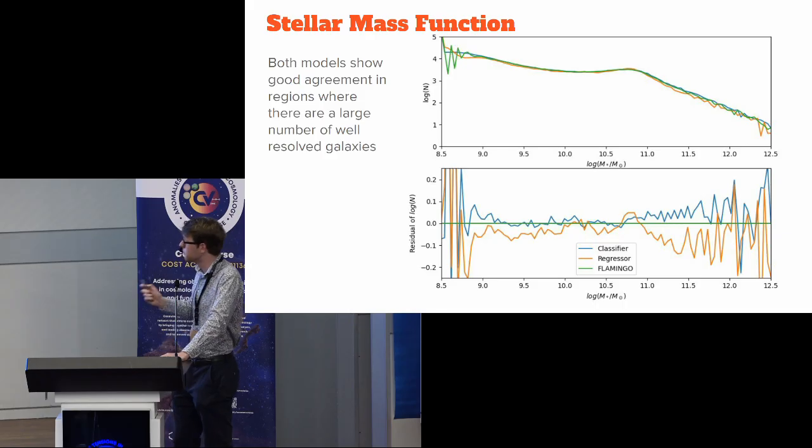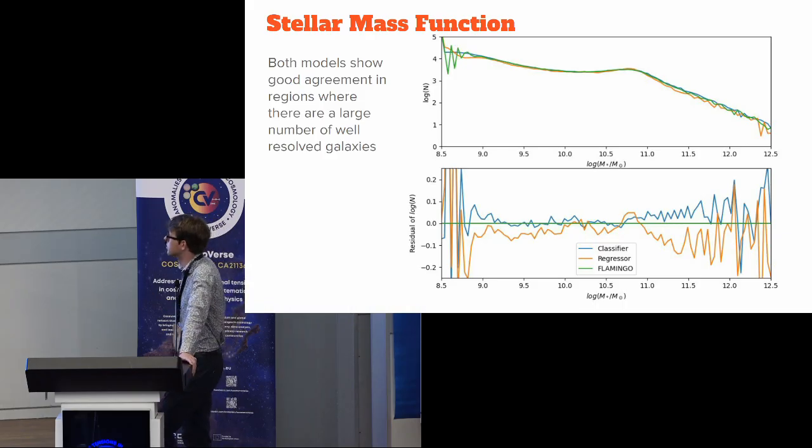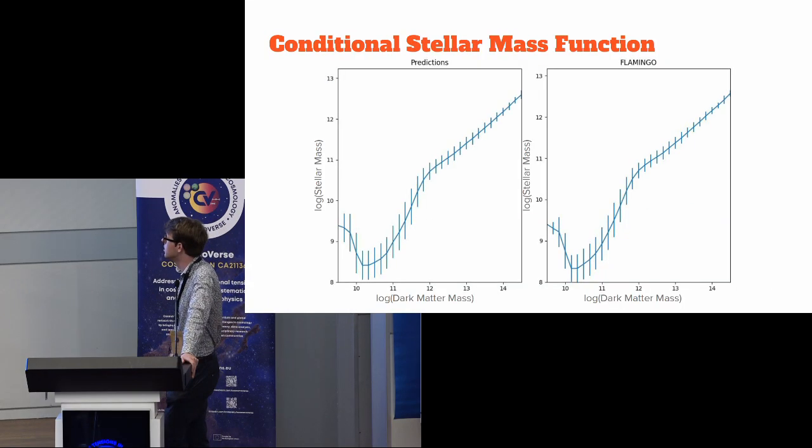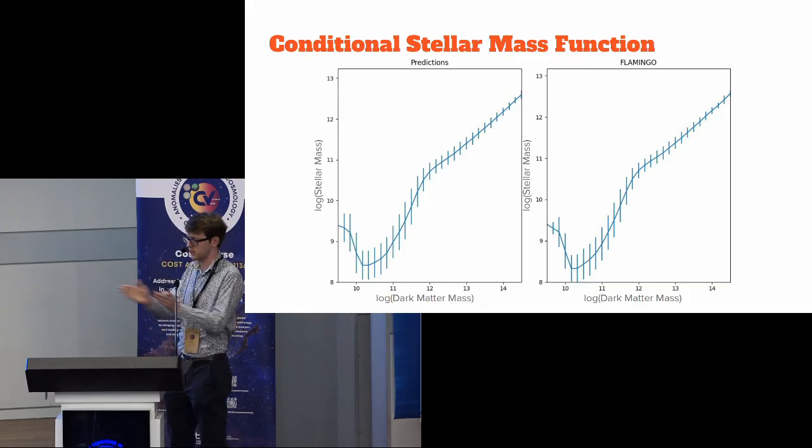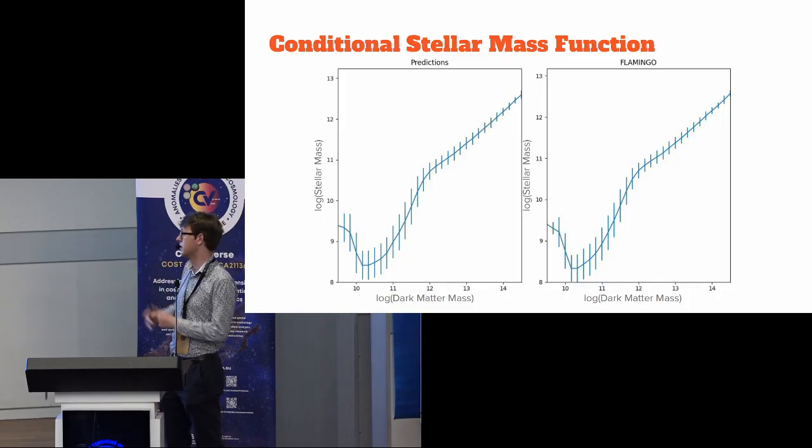And now I mentioned the conditional stellar mass function earlier. So looking at the left there, that's the dark matter mass on the x-axis, and then the mean stellar mass on the y-axis, and the error bars correspond to the standard deviation of the stellar mass function at that given dark matter mass. And we can see these look very similar.